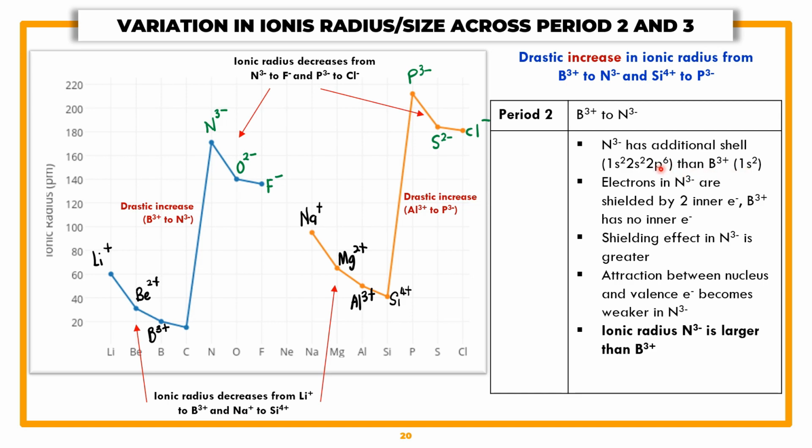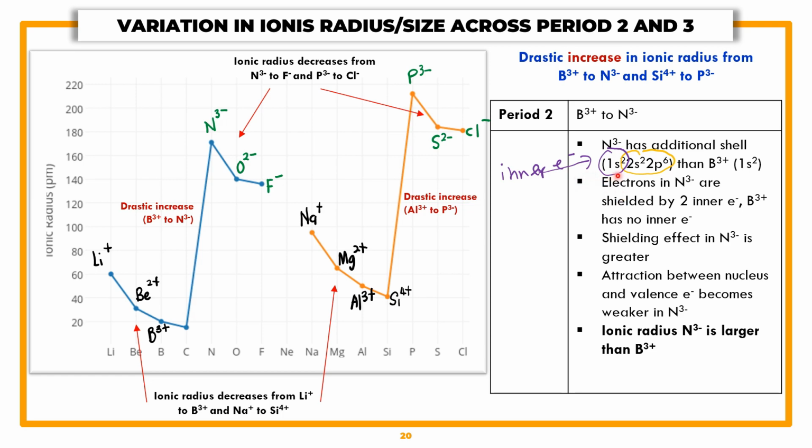Okay, elektron konfigurasi untuk ion tersebut. So electrons in N3- ion are shielded by 2 inner electrons, but in boron 3+, it has no inner electrons. So this could be seen from this electronic configuration. Dalam N3- kita ada 2s2 and 2p6. Ini sebagai valence configuration. Okay, dan kita ada 1s2 ini sebagai inner electron. Tetapi di dalam boron 3+, we don't have any inner electron.